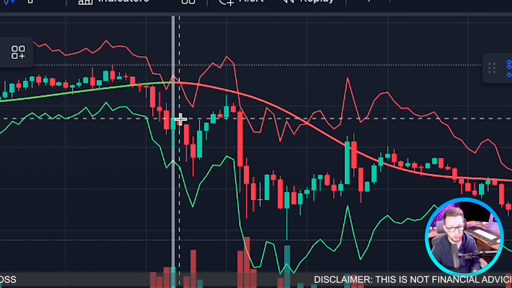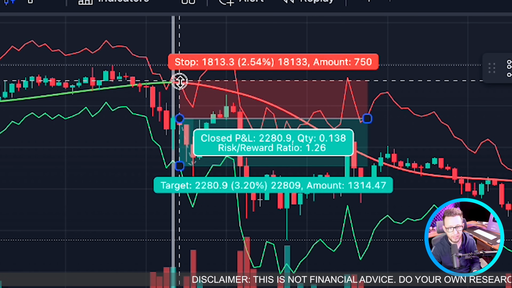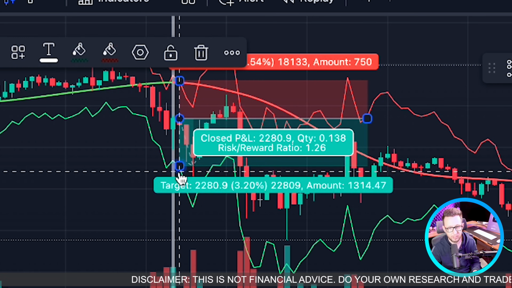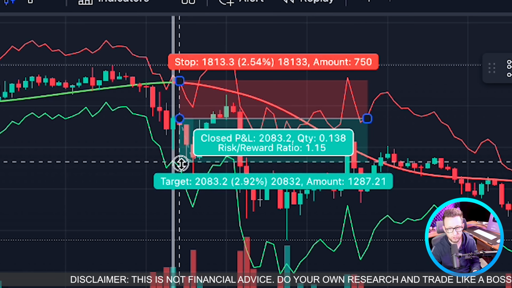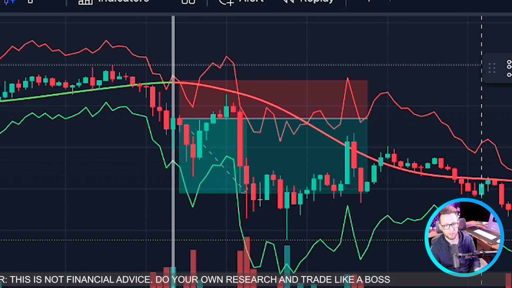We're going to enter our short on the next candle, and we're going to set our stop loss to the ATR band. We're looking for a risk to reward of 2, which would have been a 5% win, which is absolutely perfect, as you can see.